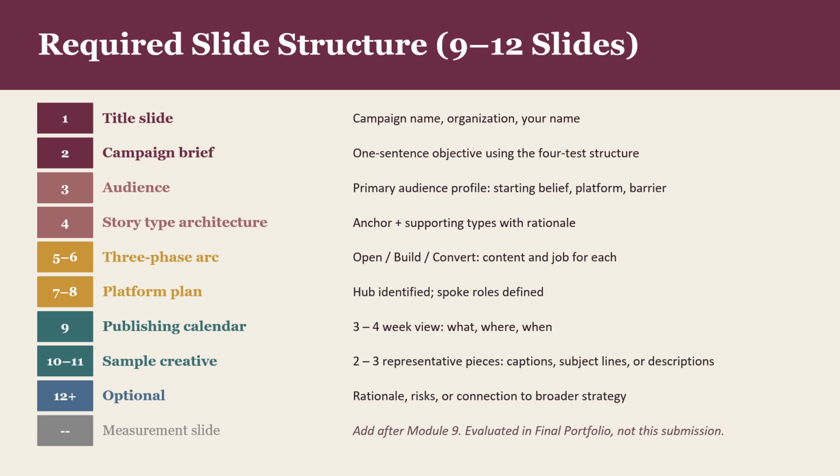Slides 5 and 6 are the heart of the deck. Each piece of content in the arc should have a named story type and a named job. The strategic specificity is what separates a strong deck from a list of content ideas. Sample creation does not mean full production pieces. An email subject line, a 50-word Instagram caption, a brief video description, I don't need to see any visual part of it, is enough specificity that someone could execute it without asking you what you meant.